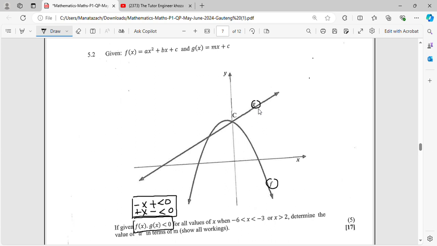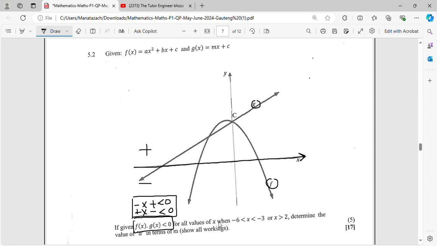Now let's look at the function there. You can see that the g of x graph is above the x-axis. Let's look at the x-axis as the reference line. Any part of the graph which is above the x-axis would be positive, and any part of the graph below the x-axis is negative. So this is how we're going to be looking at it. Just bear that in mind. Let's continue with the question.